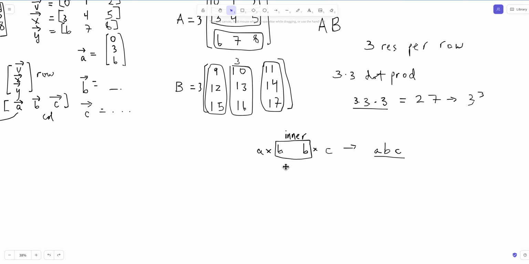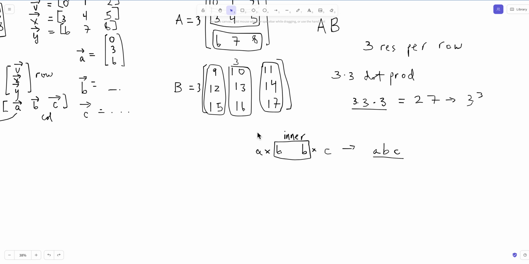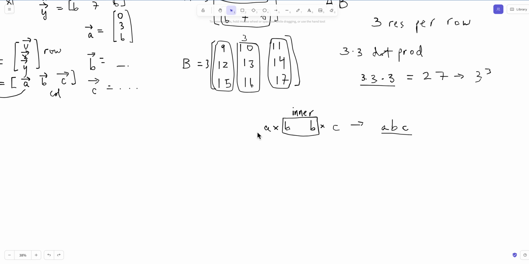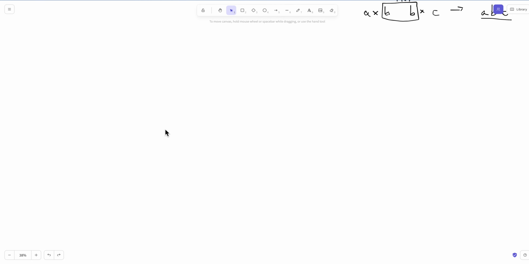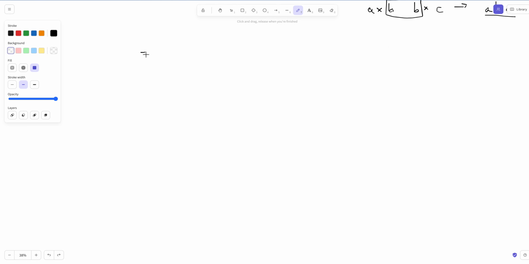So we talked about what it does, but we didn't talk about how to actually compute the output in a matrix multiplication. So I'm going to do that now. I'm going to make two small matrices, 0, 1, 2, 3, and another matrix, 4, 5, 6, 7.